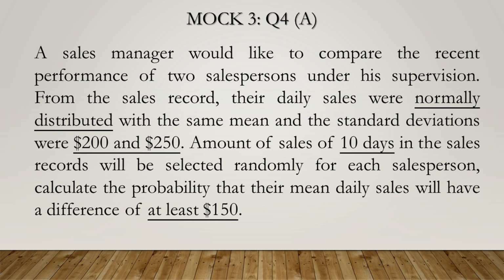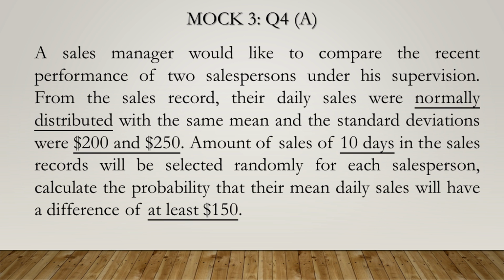Now let's talk about the mock 3 question 4a. A sales manager would like to compare a recent performance of 2 salespersons under his supervision. From the sales record, their daily sales were normally distributed with the same mean, and the standard deviations were $200 and $215. Amount of sales of 10 days in the sales record will be selected randomly.